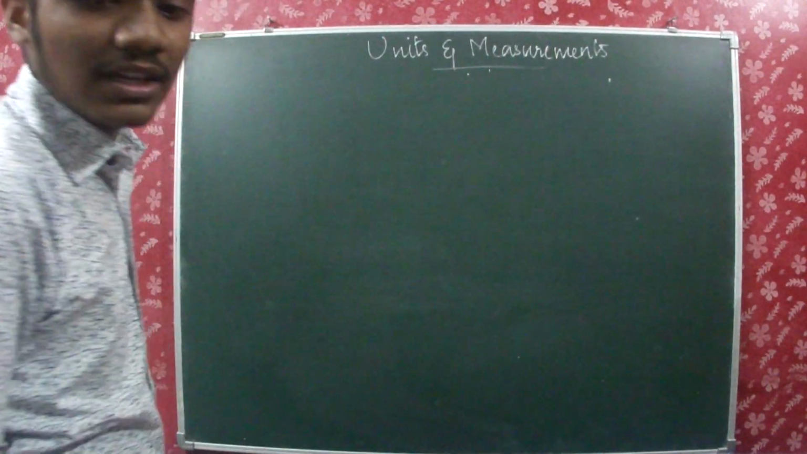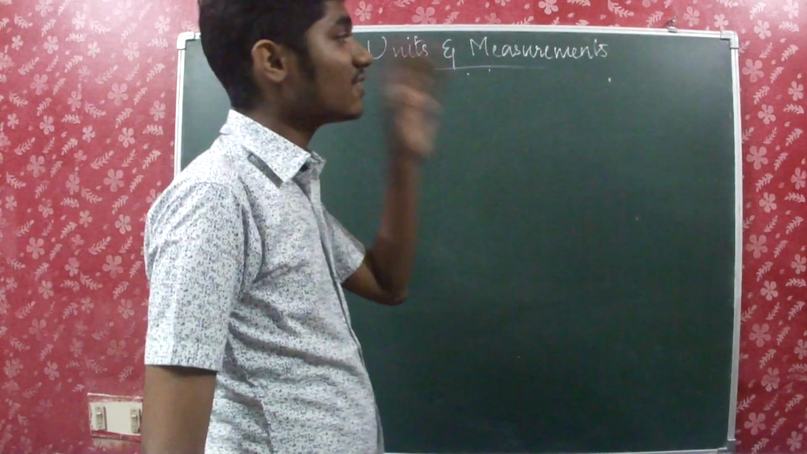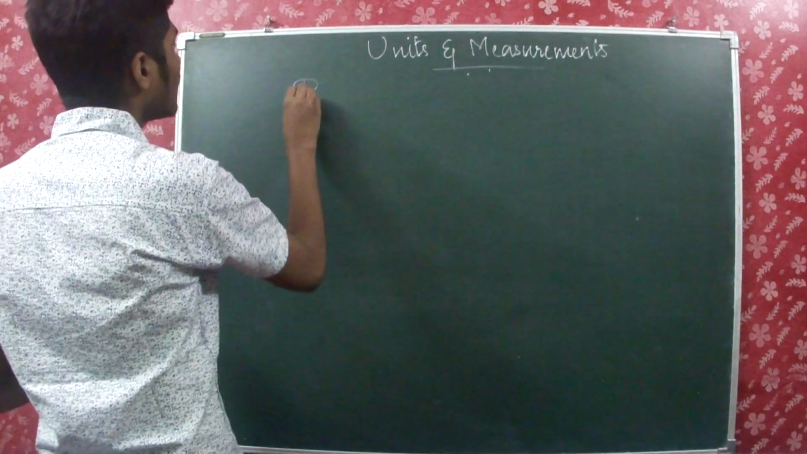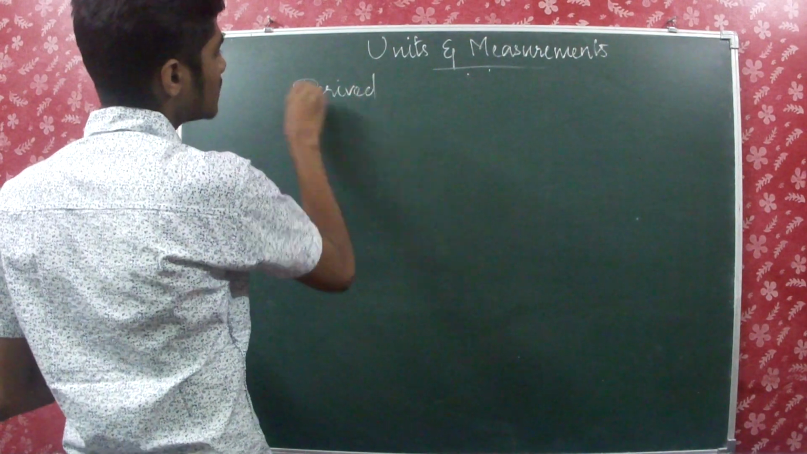So these are the fundamental units. Okay, 7 plus 2. So these are the fundamental units. And now what are derived units? Derived units are nothing but the ones which are derived.